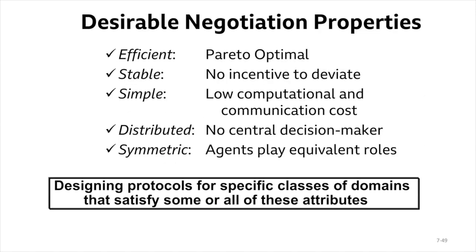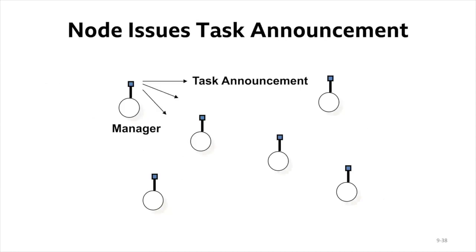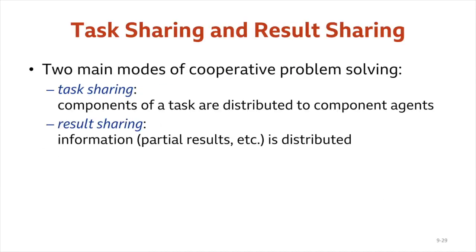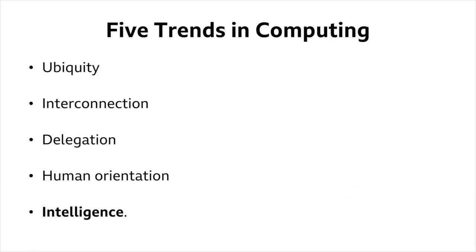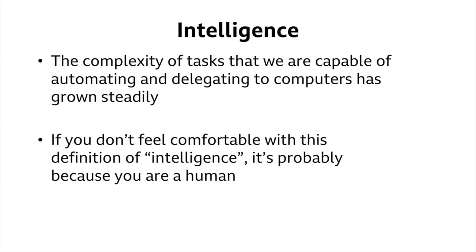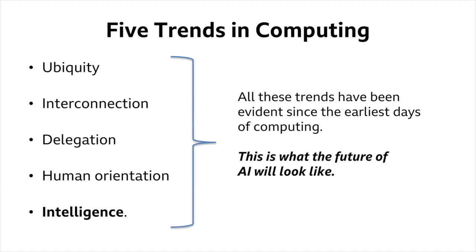Okay, so we've covered quite a lot here in my talk. If we go back to the very beginning, what we talked about are these trends in computing and where they are taking us: ubiquity, interconnection, delegation, human orientation, and intelligence. My point being that these are trends that are going to be ongoing throughout the future of computing.